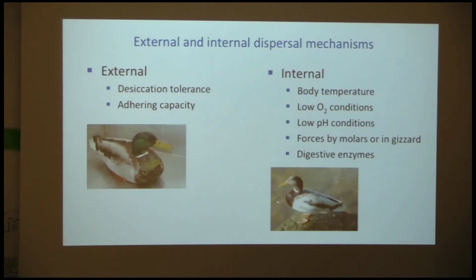For internal, the list is quite a little bit longer. You need to be able to resist the high body temperature of a bird, about 42 degrees when you're inside. There's no oxygen inside. There are very low pH conditions in the bird's digestive system. In the case of birds, they have a small stomach with all kinds of stones and grit in there, and then you'll be ground, so there are all kinds of mechanical forces. And then, of course, digestive enzymes and potentially some bacterial fermentation going on. So looking at all these things that species need to resist.